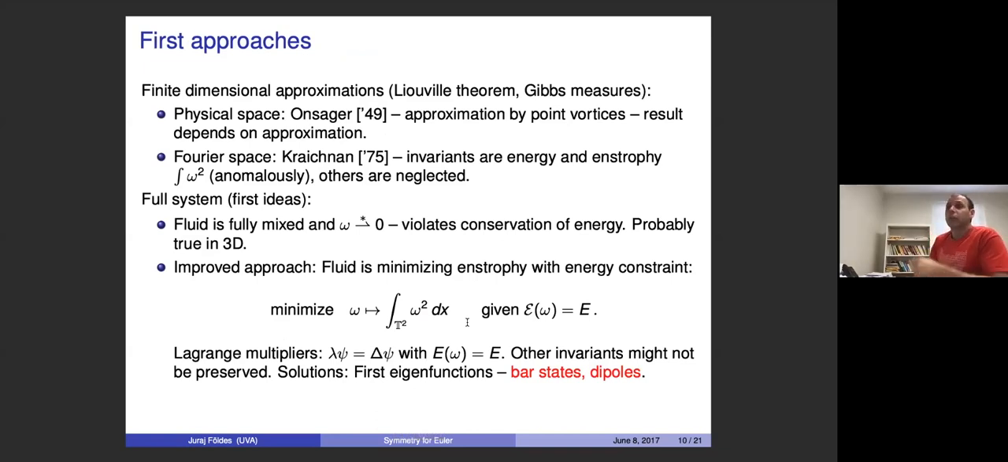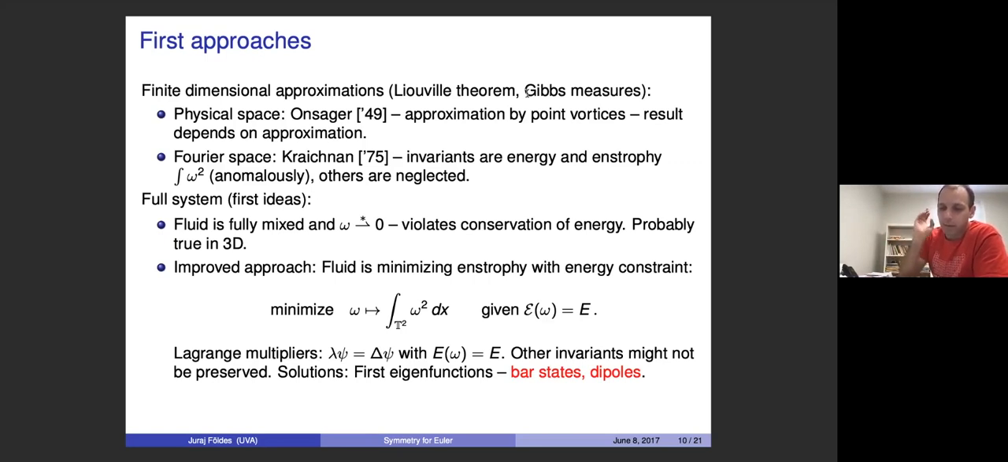All right, so what did people do in this direction? So first of all, many people tried finite dimensional approximations for the Euler's equation. If you try the finite dimensional approximation, then it's a Hamiltonian system. So there is a canonical invariant measure, which is the Lebesgue measure, given by the Liouville theorem. And then you can construct some Gibbs measures based on your approximations.